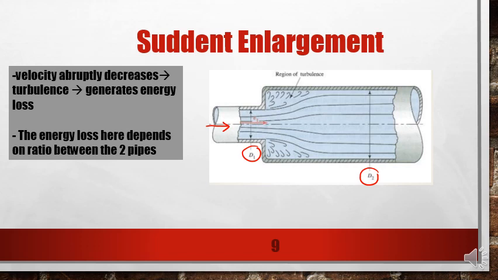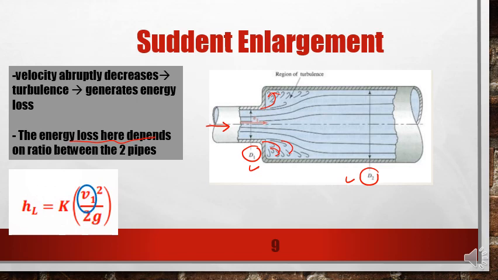So the V here will decrease from point 1 to point 2. Why? Because there's a turbulence which occurs at this point, and this generates the energy loss. This energy loss depends on the ratio between these two parts, between D1 and D2. And we still use this equation to determine the energy loss, where V1 stands for the velocity of the fluid at point 1.